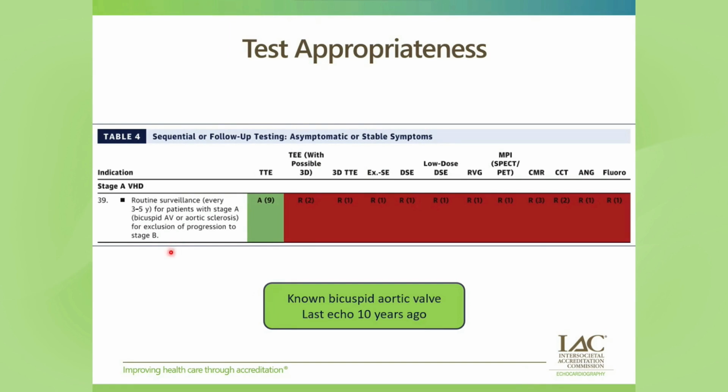for routine surveillance every 3 to 5 years for a patient with stage A bicuspid aortic valve or aortic sclerosis for exclusion of progression to stage B. So this known bicuspid aortic valve with an echo 10 years ago, this is appropriate to do an echo on this patient.